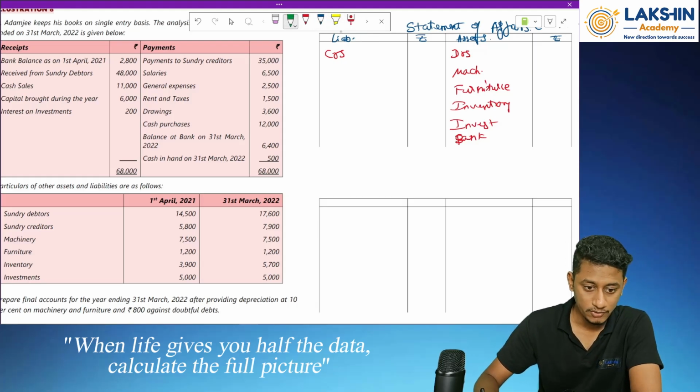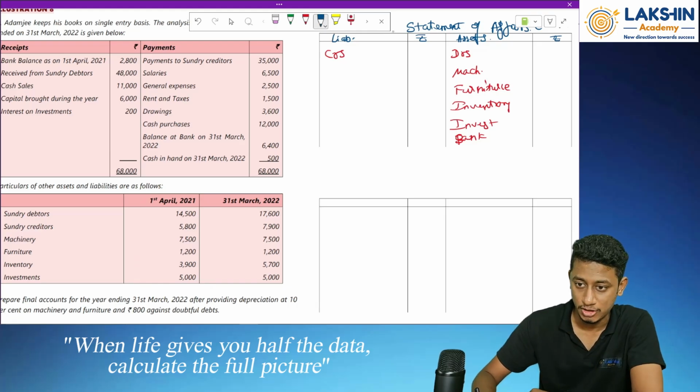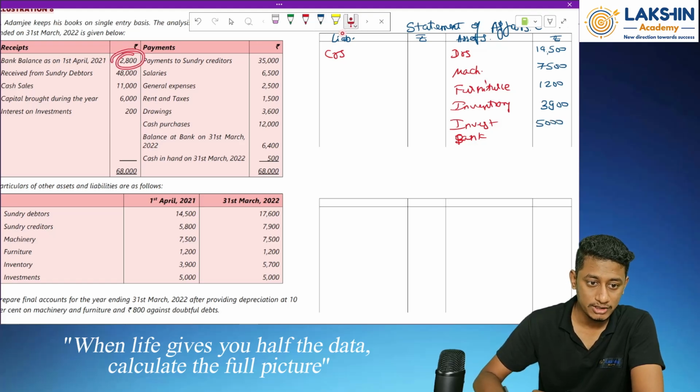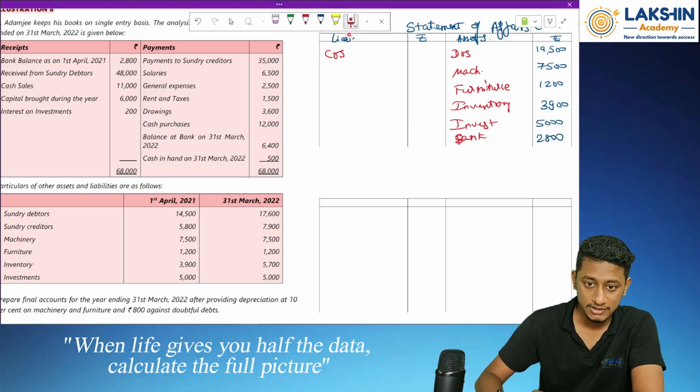So let us take the opening balance. Only take care of the opening balance and nothing else, because I am preparing the statement of affairs, not my closing balance. So debtors 14,500. Then machinery value 7,500. Furniture 1,200. Inventory 3,900. Investment 5,000 rupees. Bank balance is given over here, that is 2,800. Then creditors value is again given over here to me, that is 5,800.